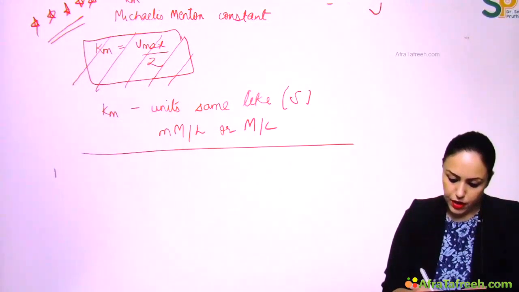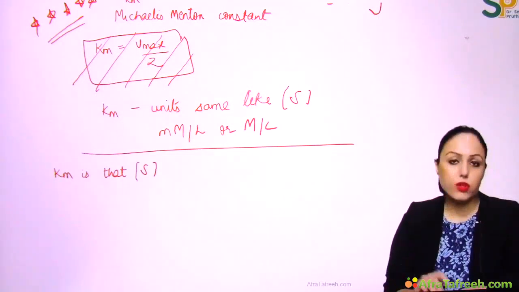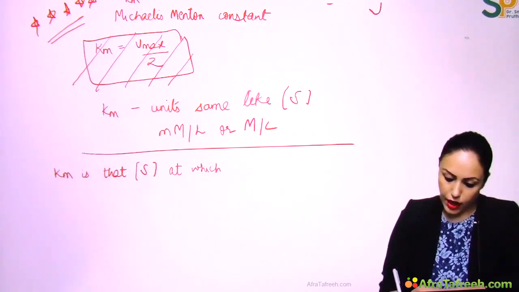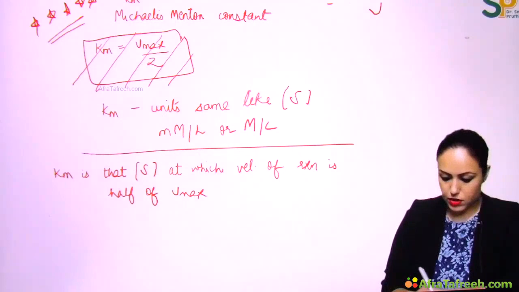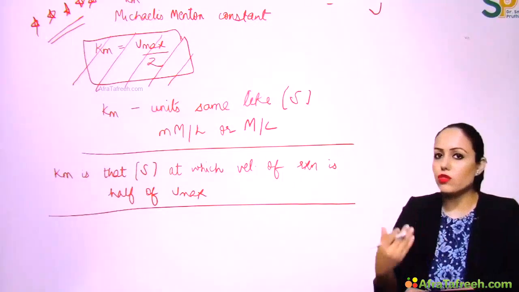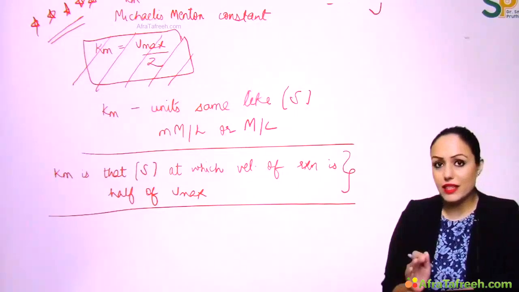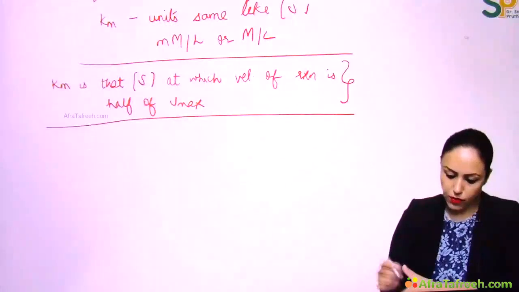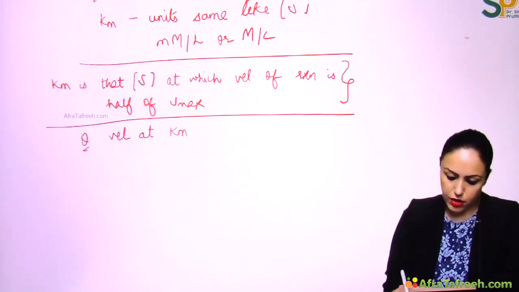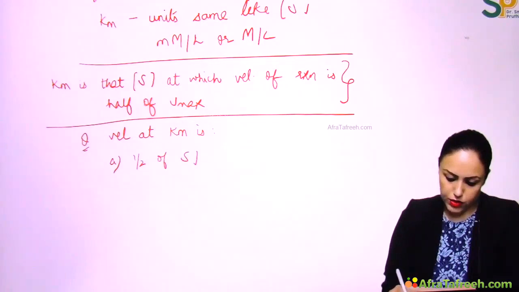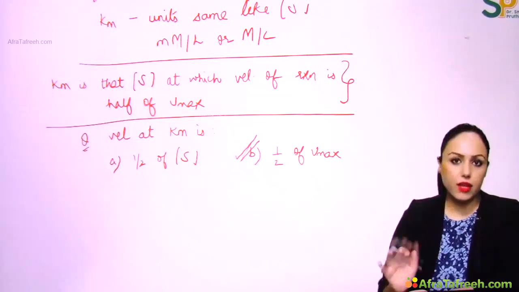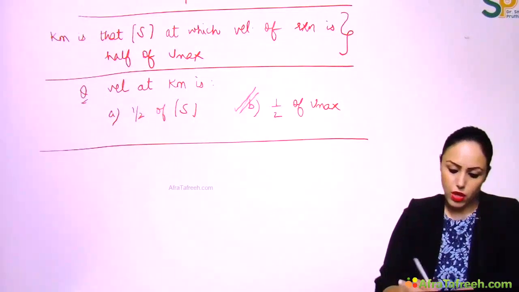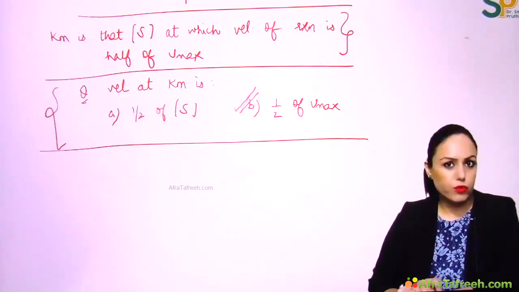So what exactly is Km? Km is that substrate concentration at which the velocity of reaction is half of Vmax. Learn this line nicely because usually students get confused. A question was asked: velocity at Km is option A, half of substrate concentration, or option B, half of Vmax. So what will be the answer? The answer is B. Velocity is half of Vmax at Km, right? Right now you're studying the topic, so it appears very easy to you. But when you solve such questions in the exam, mostly students get confused. So please be careful.